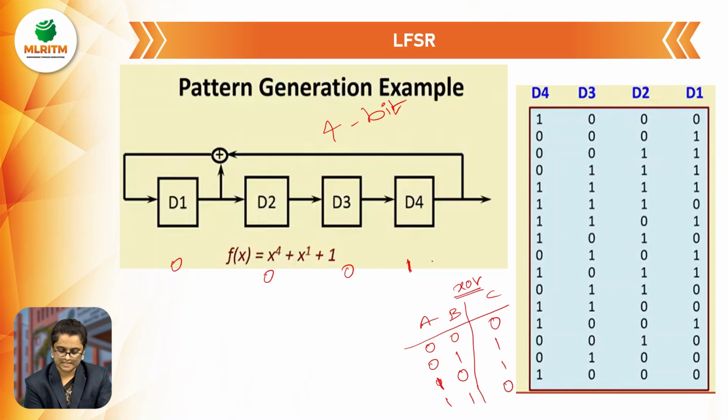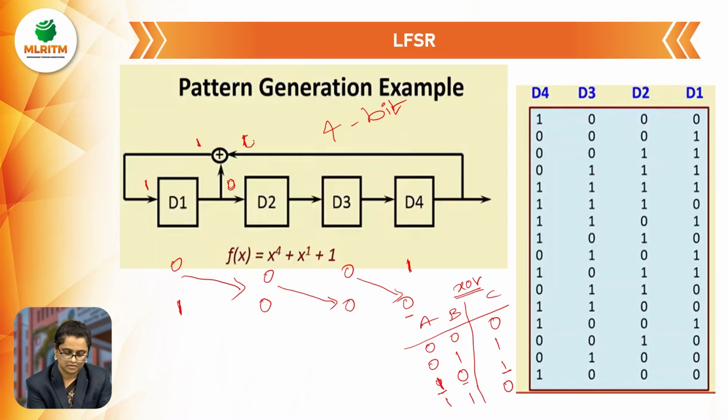Now this 1 is coming here. This 1 is the output of D4. This D4 output is coming here, and here 0 is there. So 1 XOR 0 output is 1. So here we get the output value 1. This 1 is fed back to the D1 register. So now 1 is stored in the D1 register. This 0 is shifted to here, this 0 is shifted to the D3 register, and this 0 is shifted to the D4 register. Now the D4 value will be 0.